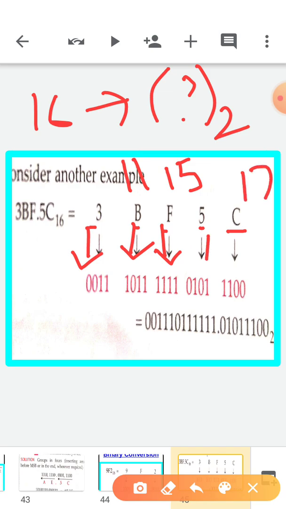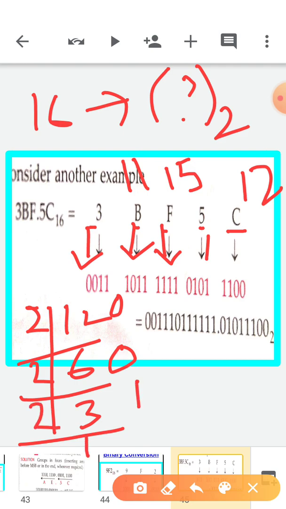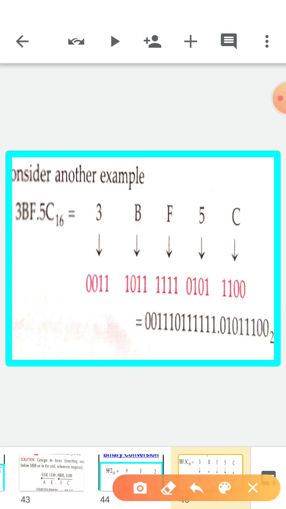C means 12. You need to write the binary of 12 here. How you can find out the binary of 12? You can find out like this. 2 2s are 4, remainder 0, 2 3s are 6, 0, 2 1s are remainder 1. So 1 1 0 0 is the binary of C. So in this way individually you can find out the binary, and at the end write in combined form. Initially these numbers are at the leftmost side, so these binaries come in the leftmost side and the remaining come in the rightmost side.